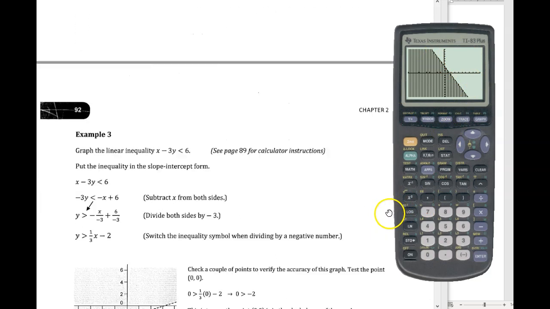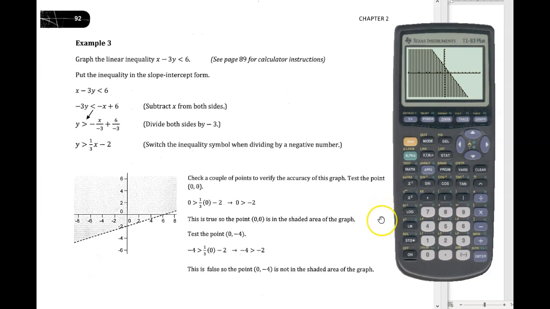Okay, let's look at example 3. Graph the linear inequality x minus 3y is less than 6. So first we want to put the inequality in slope-intercept form. We want to isolate the y.